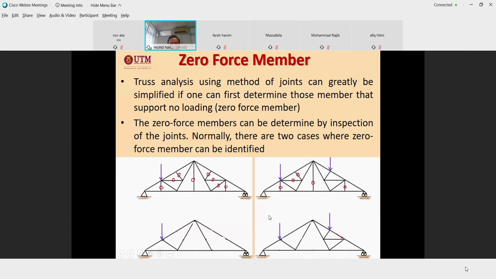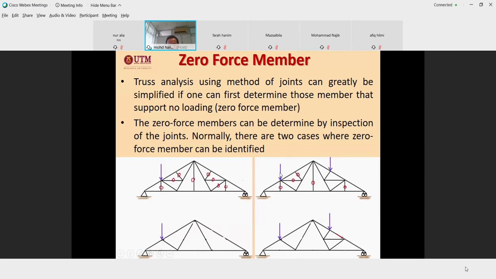Okay. And this is the result of this zero force member checking. Then only 1, 2, 3, 4, 5, 6, 7. Only 7 members. Okay.